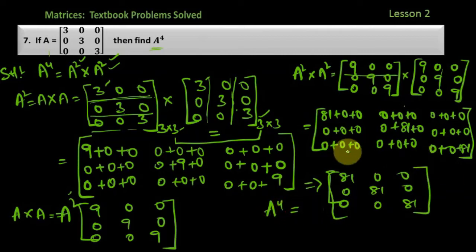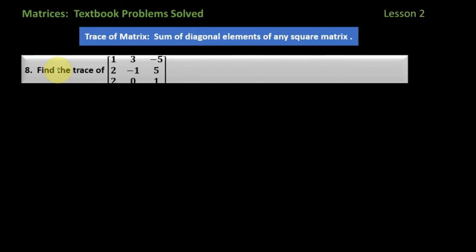Okay, right? Now we'll see the next problem, that is problem number 8. So this is based on a new topic called trace of matrix. So what does trace of matrix mean? Simply the sum of the diagonal elements of any square matrix is called the trace of the matrix. Here I will show you one example. Suppose this is my matrix A. A, B, C, D are the elements of this square matrix. First of all, this should be a square matrix, right? So this is a square matrix of order 2 cross 2, right?